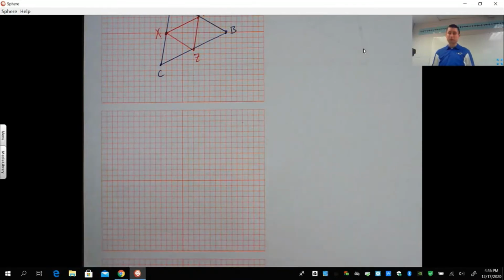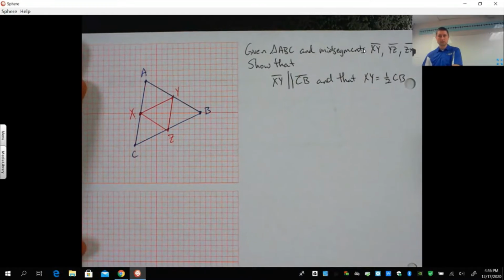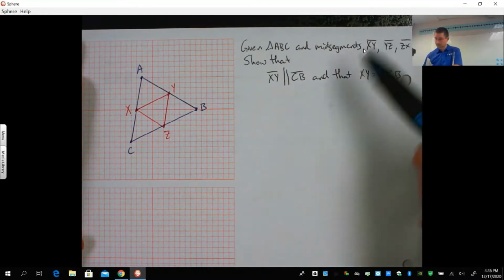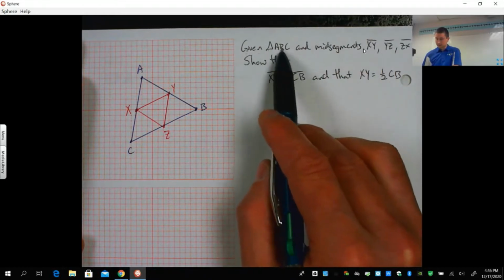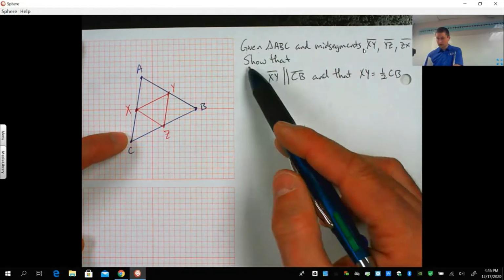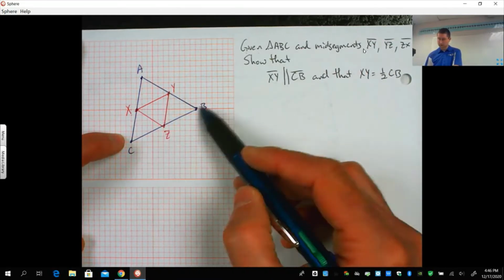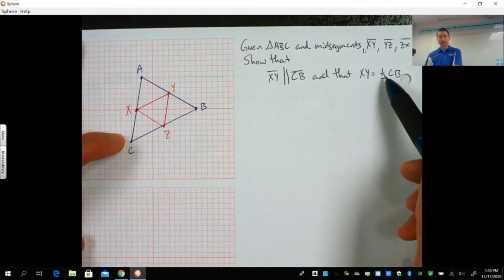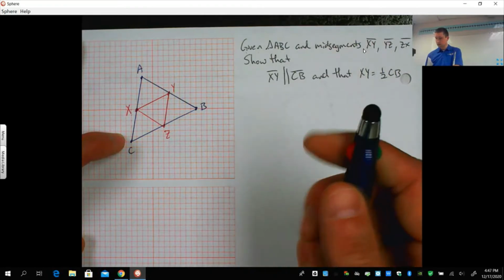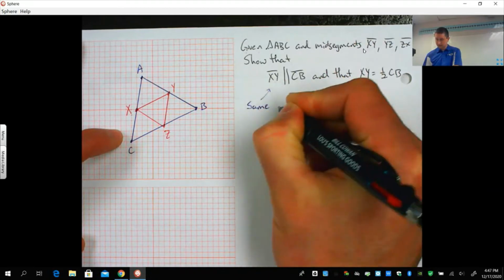Kind of your first example we want to do here, some of the first questions you'll have, actually, you don't have an example in the student journal, so I'm going to get some graph paper here. And this is the question. Given triangle ABC, if you need some time, just pause it and copy this down. Given triangle ABC and the midsegments XY, YZ, and ZX, show that XY is parallel to CB, and that XY is half of CB. So drawing on some of our algebra knowledge, we know that if it's parallel, they both have to have the same slope.